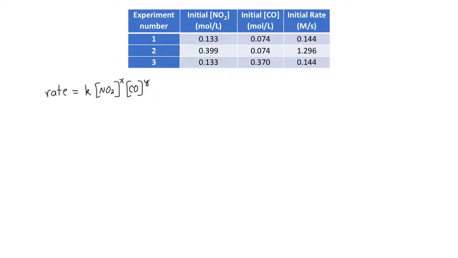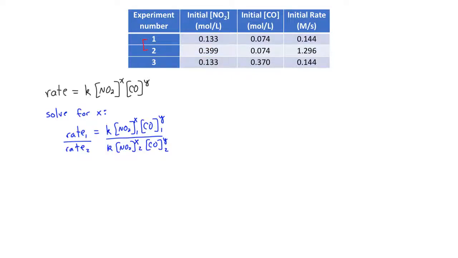To get started, we're going to try to solve for the exponent x, and when we do that, we're going to want to use two experiments where only the concentration of NO2 is changing. So the concentration of CO is going to stay the same. We notice that in experiments 1 and 2, the concentration of NO2 changes and the concentration of CO stays the same. So for this one, we're going to use experiments 1 and 2.